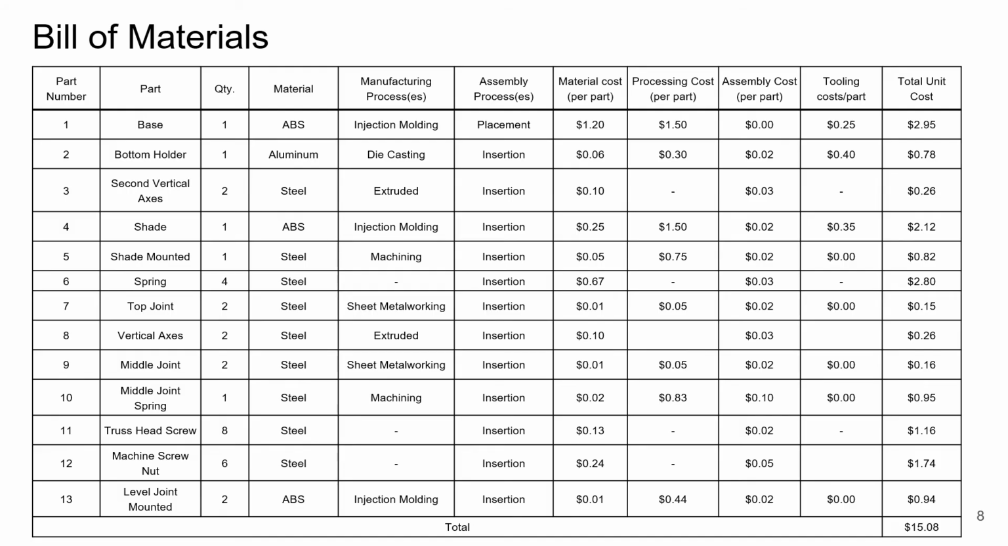This is the bill of material for the existing product assembly. The total amount is roughly $15 per unit, which is approximately 50 to 60% of the retail price. A couple of things to note are that the most expensive parts are the injection molded base and shade, as well as the steel springs, which together account for just over half the manufacturing cost.